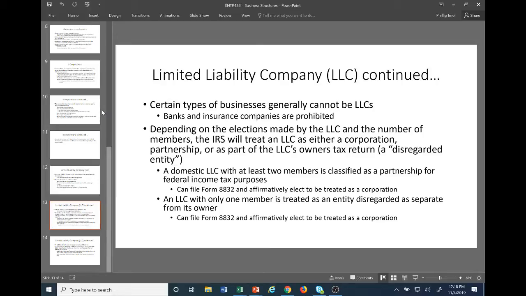Certain types of businesses generally cannot be LLCs. Banks and insurance companies are prohibited. Why do y'all think that banks and insurance companies would be prohibited from practicing as an LLC? Think about the nature of their business. What is the relationship between a client and a bank?